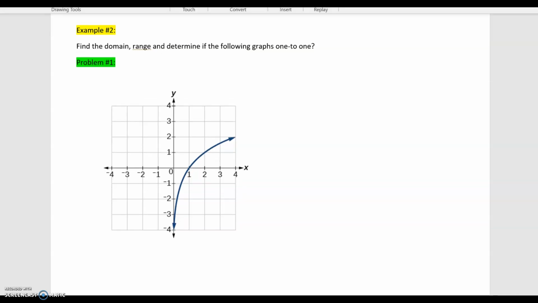Hi class, we need to take a look at example 2. Now, example 2 for the problems they're asking for a couple of items, in this case, the domain, the range, and if the function is 1 to 1. Now remember that the domain is your x values, your range is the y values, and if the graph is 1 to 1, it passes the horizontal line test.